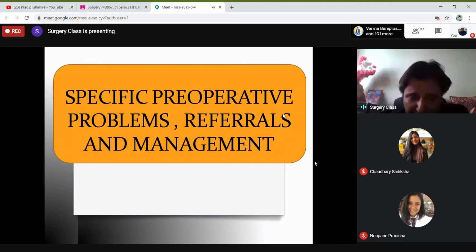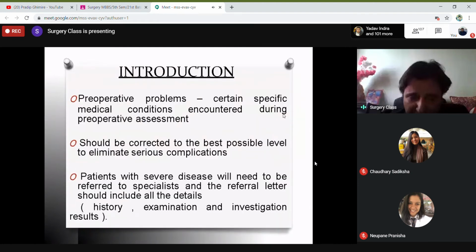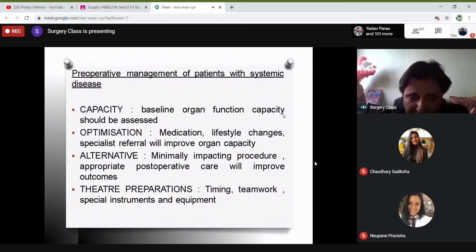Now we'll go into specific preoperative problems, referrals, and management. Some specific problems we'll talk about are where the patient needs a referral. So, preoperative management of the patient with systemic disease. Capacity, that is the baseline organ function capacity, should be assessed. Optimization, medication, lifestyle changes, and specialist referral will improve organ capacity. Alternatives like minimally impacting procedures and appropriate post-operative care will improve outcomes, along with theater preparations, timing, teamwork, special instruments, and equipment.